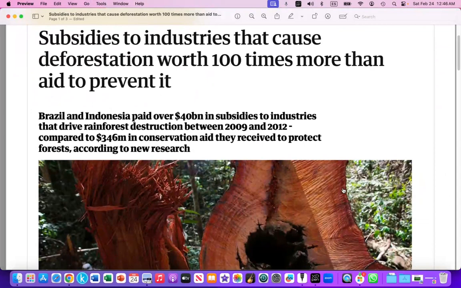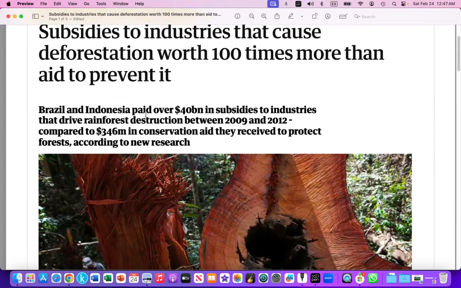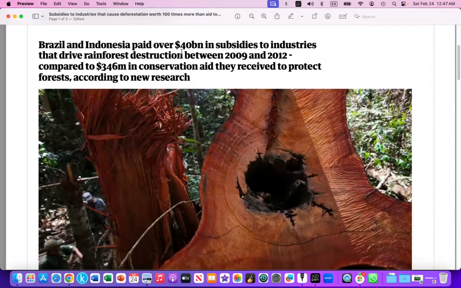Here's an article from The Guardian from 8 years ago. Subsidies to industries that cause deforestation. The value of those subsidies are 100 times greater than aid from foreign nations to prevent that from happening. So there's a big disconnect between subsidies being provided, $40 billion in subsidies to industries that drive rainforest destruction, versus 346 million, very small in comparison, that's being sent to conserve that land. So there's an incentive to use the greater subsidy money to deforest and produce, as opposed to conserve.